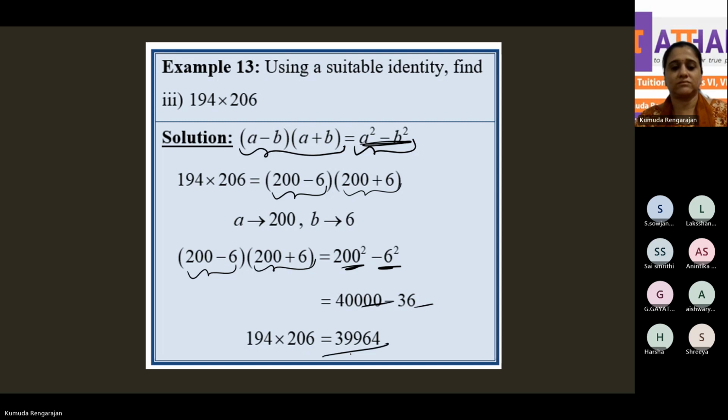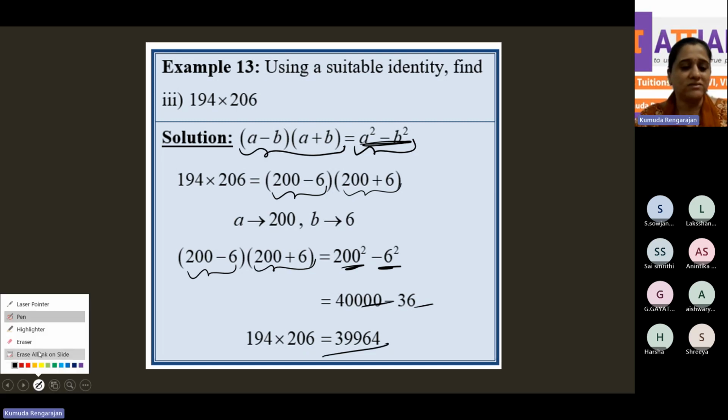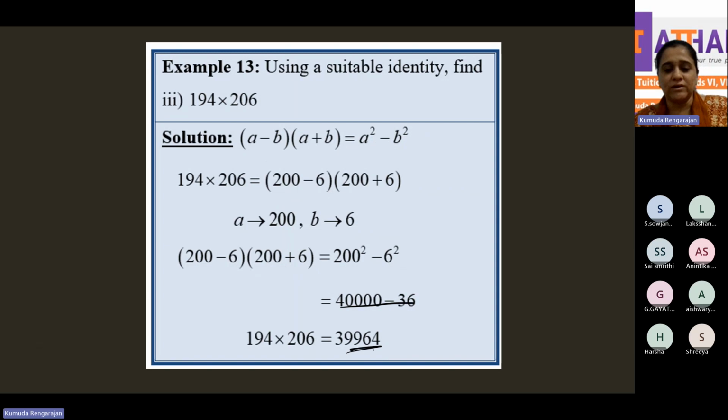So what I've written here is, see, this difference is this one. What you see here is the given question, no? I've just put that back. I just put the question back, that's all. See, 200 minus 6 is 194, 200 plus 6 is 206. I've just put the question back. The answer for this question is this one.